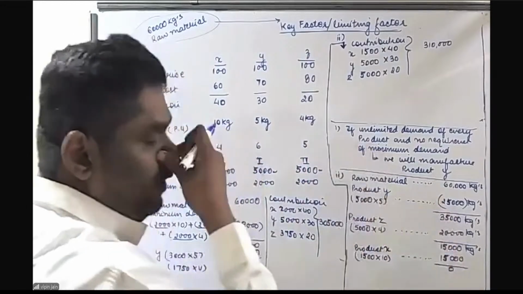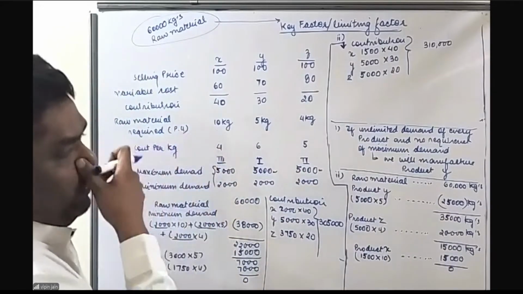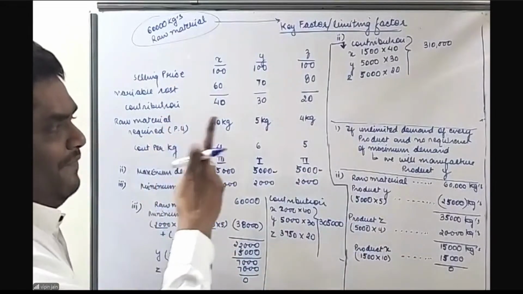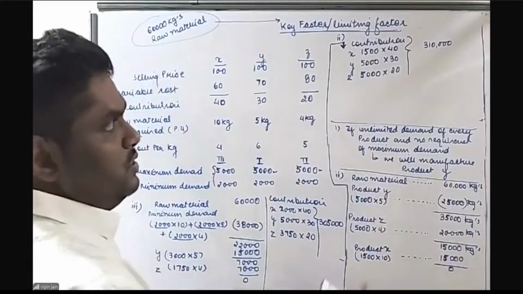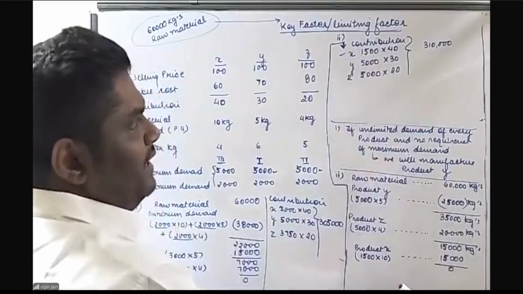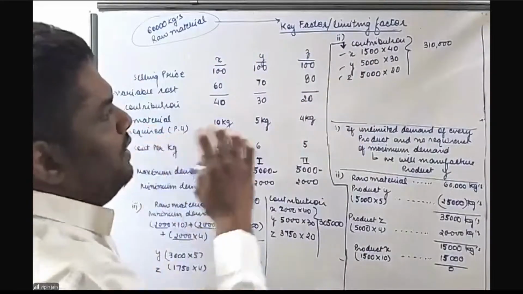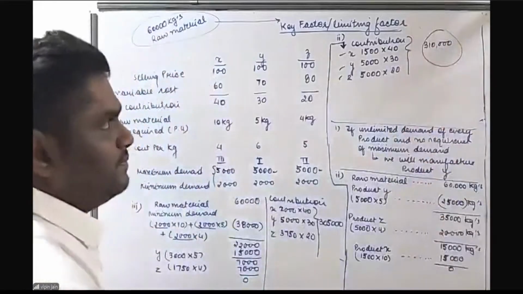So still we are left out with 15,000. Now, 5,000 into 10, we need 50,000, but we have only 15,000. So every unit requires 10 kgs. So 1,500 into 10, 15,000. So accordingly, we have manufactured 1,500 units for X, 5,000 for Y, and 5,000 for Z. So into the contribution per unit, this is how we'll get the contribution.